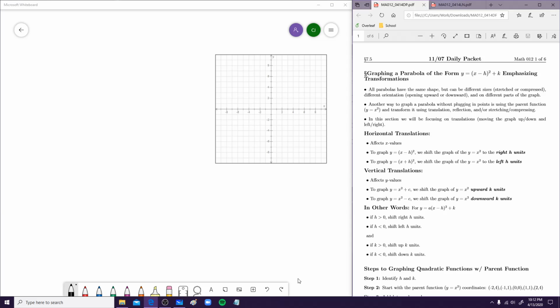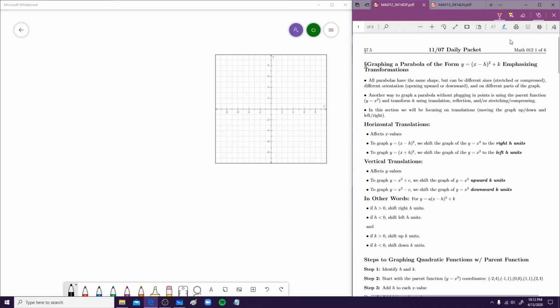So the first thing is all parabolas have the same shape, but they can be different sizes, so they can be stretched or compressed. That's what A controls. And actually, when I say graphing a parabola in the form of that, it should actually be A times x minus h quantity squared. So it can be either stretched or compressed. It can be a different orientation, so it could be opening upward like a cup or down like a frown, or it can be translated to a different part of the graph.